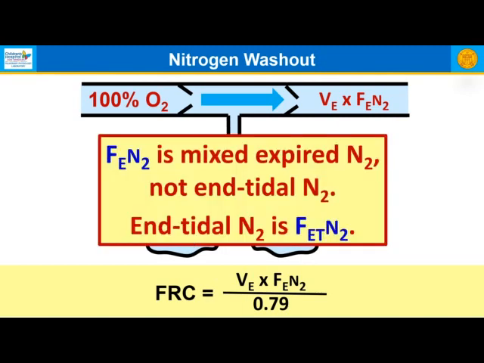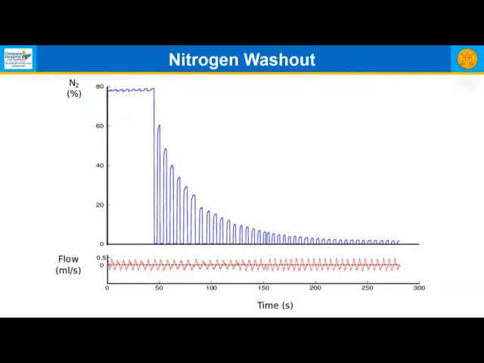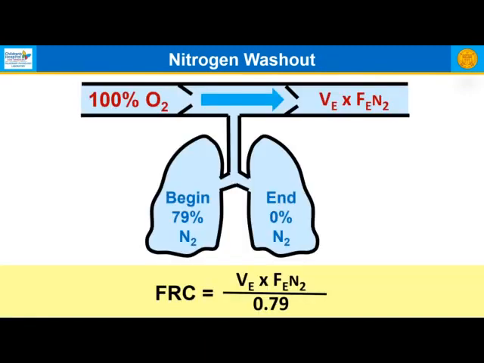by the way, this is mixed expired nitrogen, not end-tidal nitrogen, which would be written this way. So mixed expired nitrogen. Well, basically what we're doing here is we're plotting percent nitrogen here, and as we continue to inspire oxygen, you can see that the percent of nitrogen falls. So we're washing nitrogen out of the lungs. And then at the end of the test, there's no nitrogen left in the lungs.